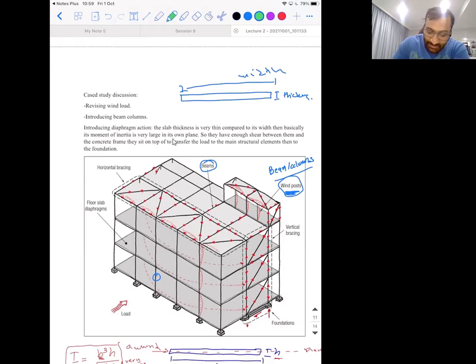What I mean is this plane. A moment of inertia basically is a function of how the body deforms under load. So if it's very large, it doesn't deform much. Yeah, so they have enough shear between them and the concrete frame because they're not deforming. They sit on top of it basically to transfer the load to the main structural elements and then to the foundations. Okay, we're going to explain this better.